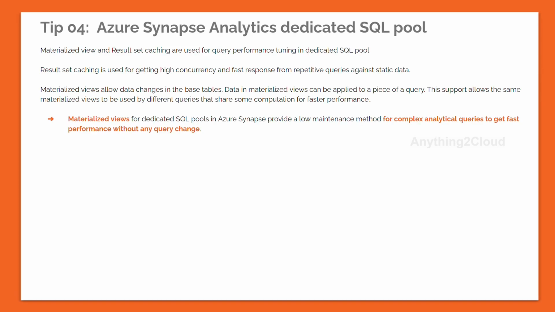The next tip is on query performance in the Azure Synapse Analytics dedicated SQL pool. Materialized views and result set caching are used for query performance tuning in a dedicated SQL pool. Result set caching is used for getting high concurrency and fast response from repeated queries against static data. Materialized views allow data changes in the base table. Data in materialized views can be applied to a piece of a query. This support allows the same materialized view to be used by different queries that share some computation for faster performance. The materialized views for a dedicated SQL pool in Azure Synapse Analytics provide a low maintenance method for complex analytical queries to get faster performance without any query change.